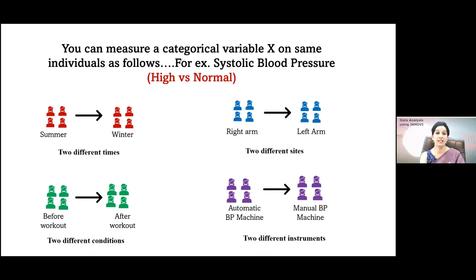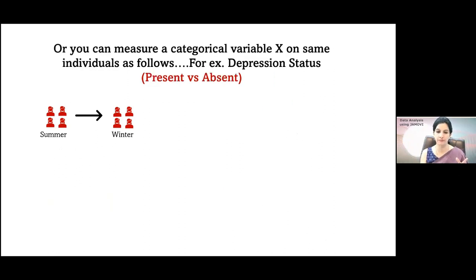So in all these cases, what have you observed? That the observations are not independent. The two columns will have the same number of individuals. So we call it paired data. In the McNemar test, it is paired data. The paired data can be the right arm and left arm of one individual, or one individual measured at two different time points, or under two interventions, or by two different instruments.